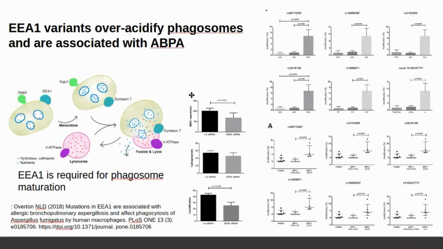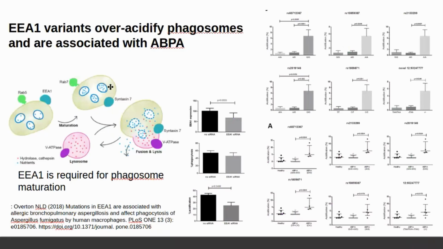So the second gene we were looking at was a gene called EEA1. Now, this is responsible for this acidification of these phagosomes, this digestion of the fungal spore. And we discovered that about 40% of the individuals with ABPA have some kind of variant in this gene. It's not the same variant. There are several different variants scattered across the gene. So it's a slightly more complicated situation, but it's actually quite common in ABPA. So this was the second one that we found.